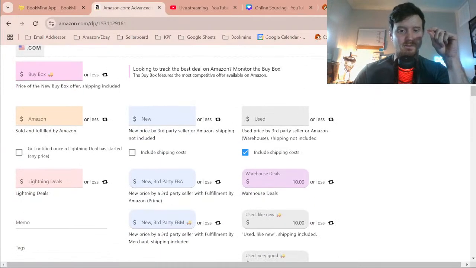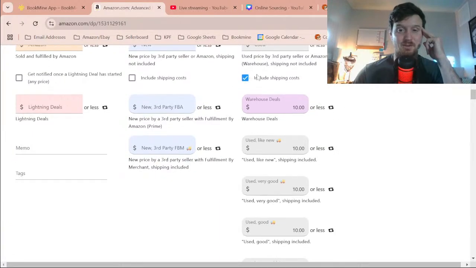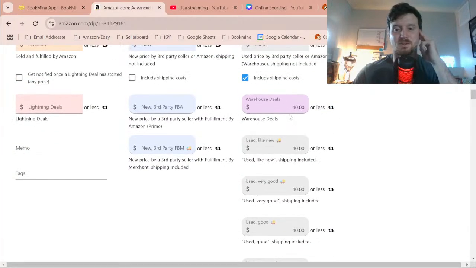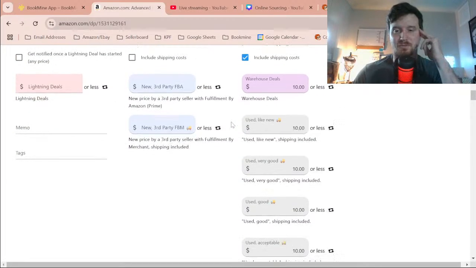And I always just do used. You could put new. I just never do. I don't know, it might be beneficial to do that, but I just do the used. Throw the 10 in there, and I always include shipping. There's nothing more annoying than going in here and then it's like $10 shipping or something.